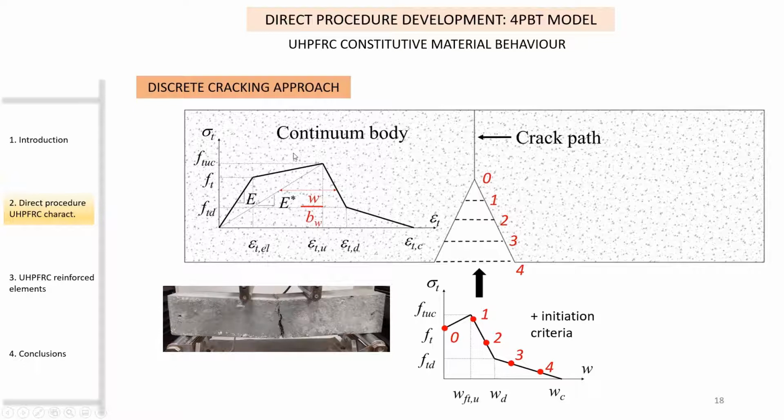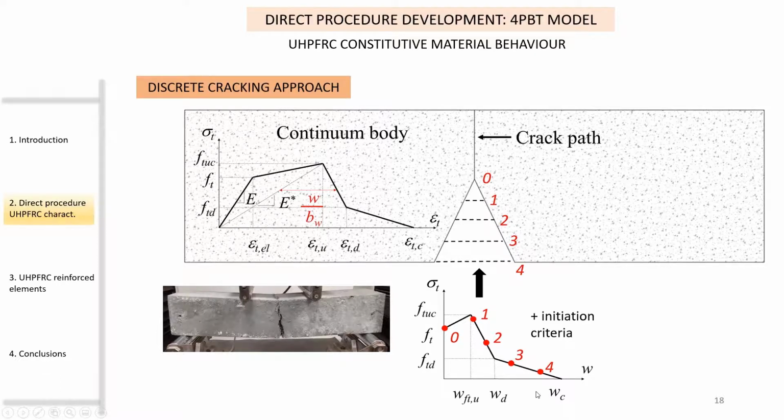Alternatively, we define the discrete cracking approach. In this approach, we consider that all the specimen is a continuum body, so we need to model this part with a continuum material model. In this case, we use the smear cracking approach previously defined, but we set the position of the macro crack in the mid-span section. This is, we set the crack path by means of interface elements defined with a stress crack opening relationship.